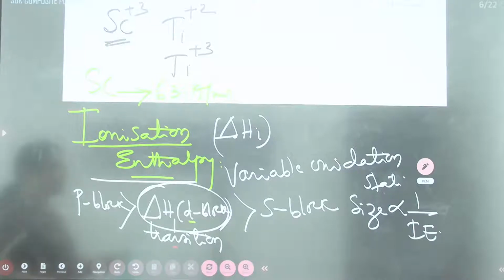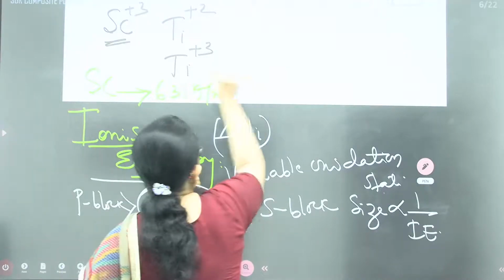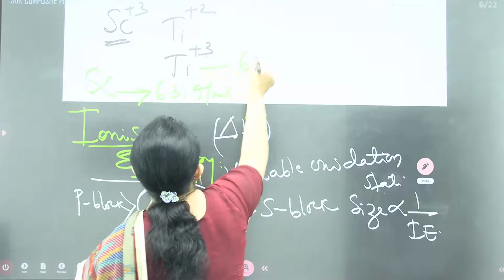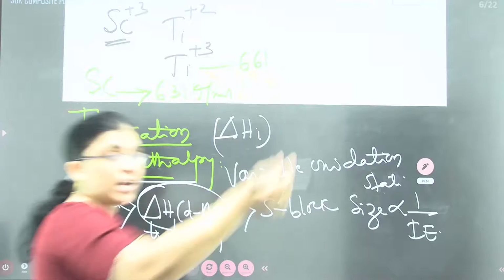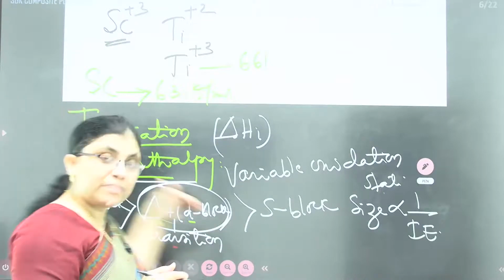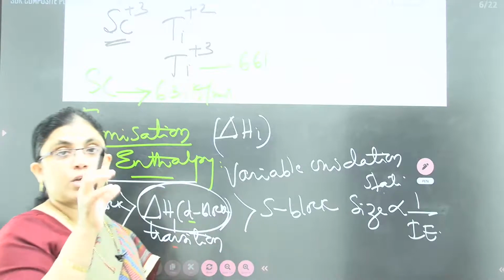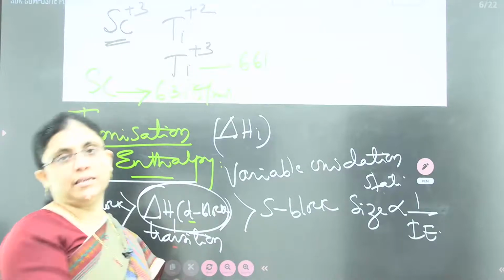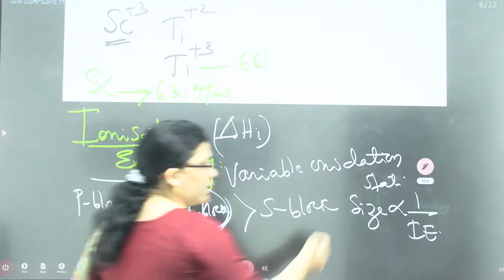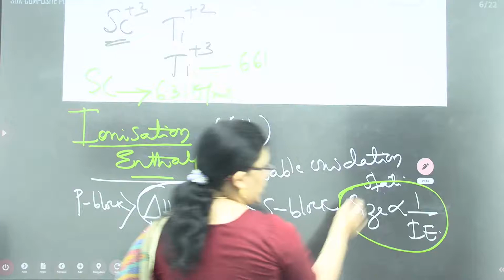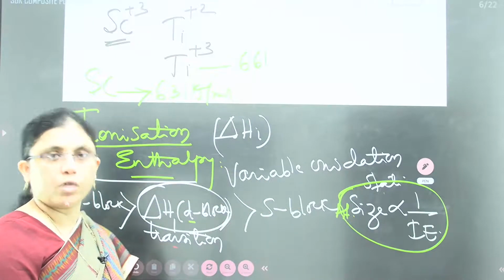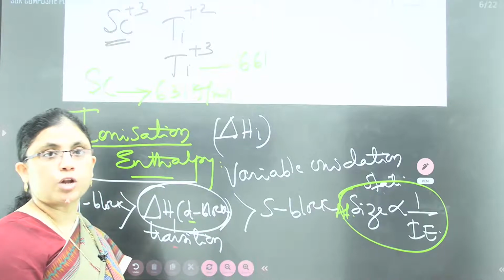Then we have titanium at about 661, and vanadium at about 681. That means that as the atomic size decreases, ionization enthalpy increases. That's why I said to remember this: atomic size and ionization enthalpy are inversely proportional to each other.